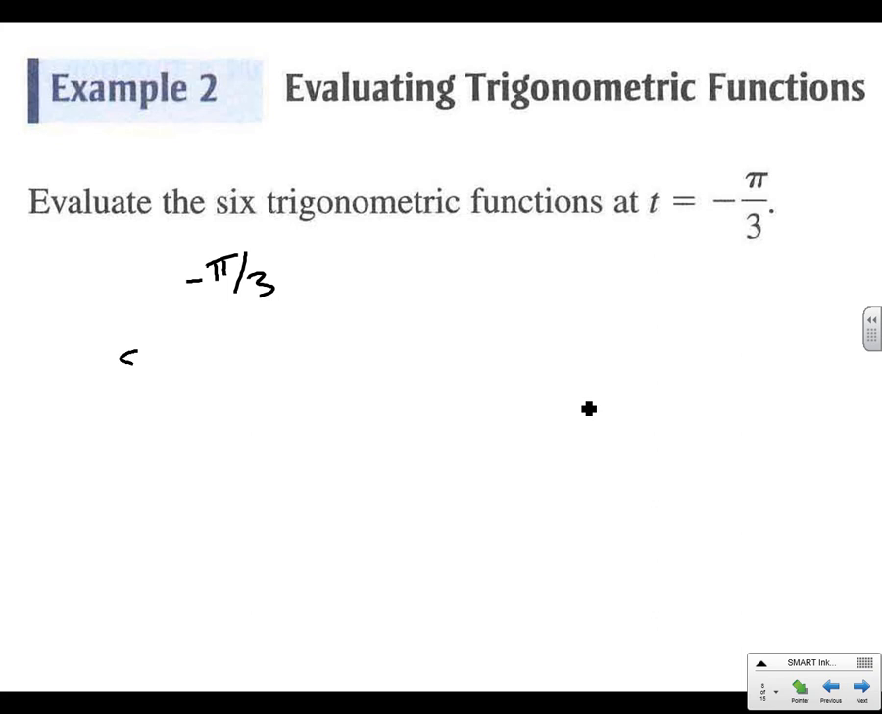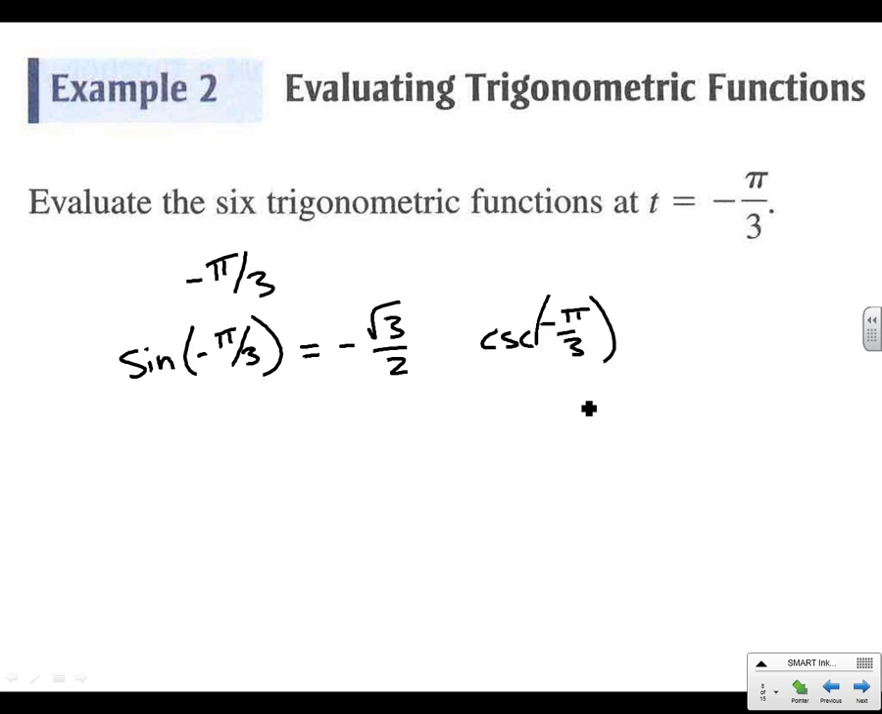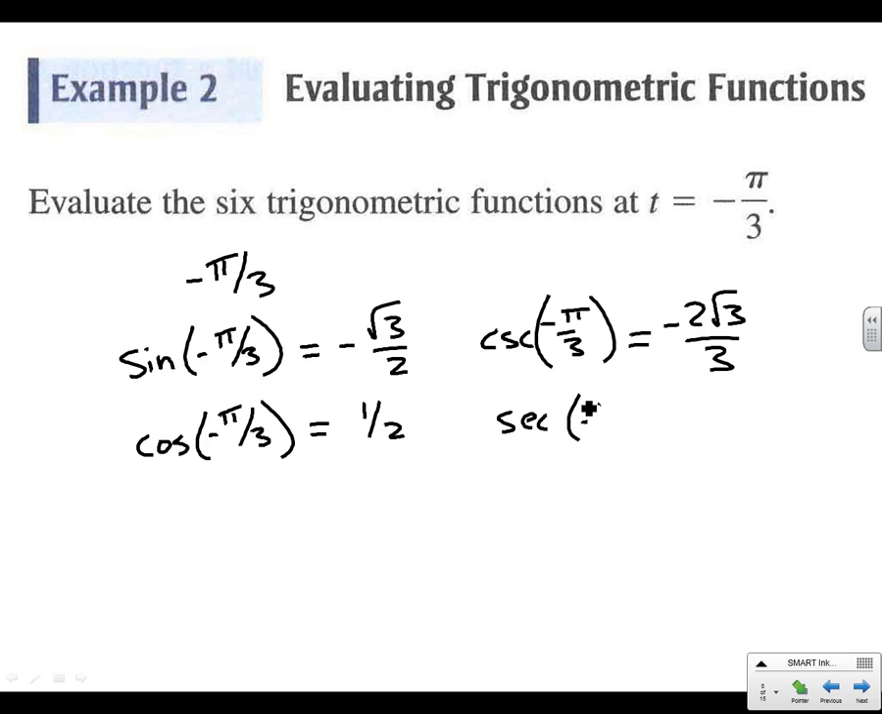So let's put this in. So sine of negative pi over 3 is negative √3 over 2, which means that the cosecant of negative pi over 3 is the flip of that, and we've already figured out that that's 2√3 over 3. All right, let's grab the cosine. What was the x value? The x value was 1/2, which means that the secant of negative pi over 3 is going to be 2.